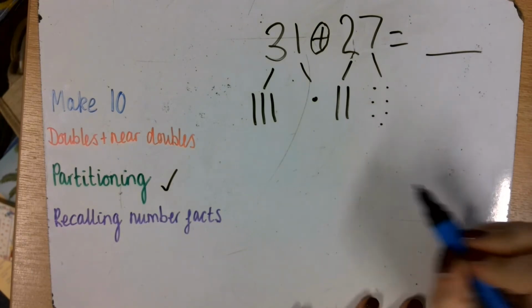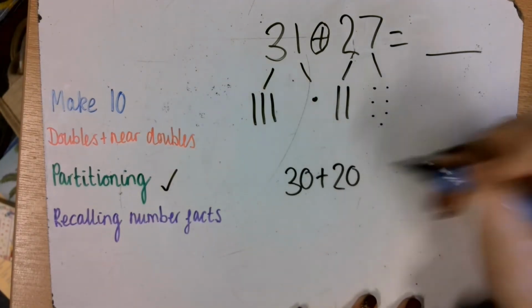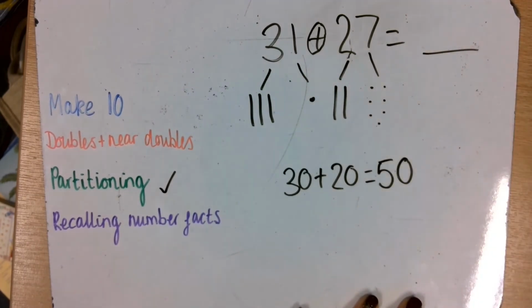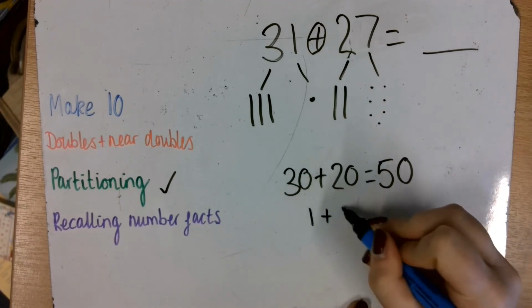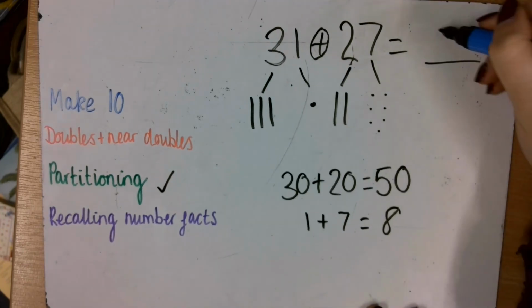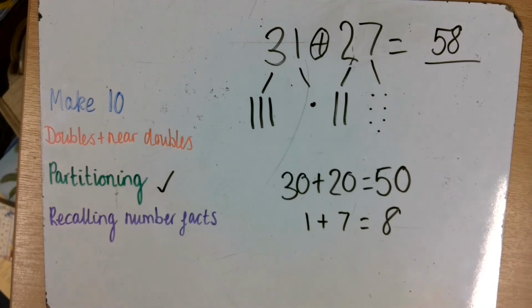So all together, if I'm adding 30 and 20, I have 5 tens, I have 50. And I'm adding my 7 ones and my 1 one, I have 8. 50 and 8, I know that that is 58. So you might want to use a similar partitioning strategy to solve a 2-digit add a 2-digit equation.